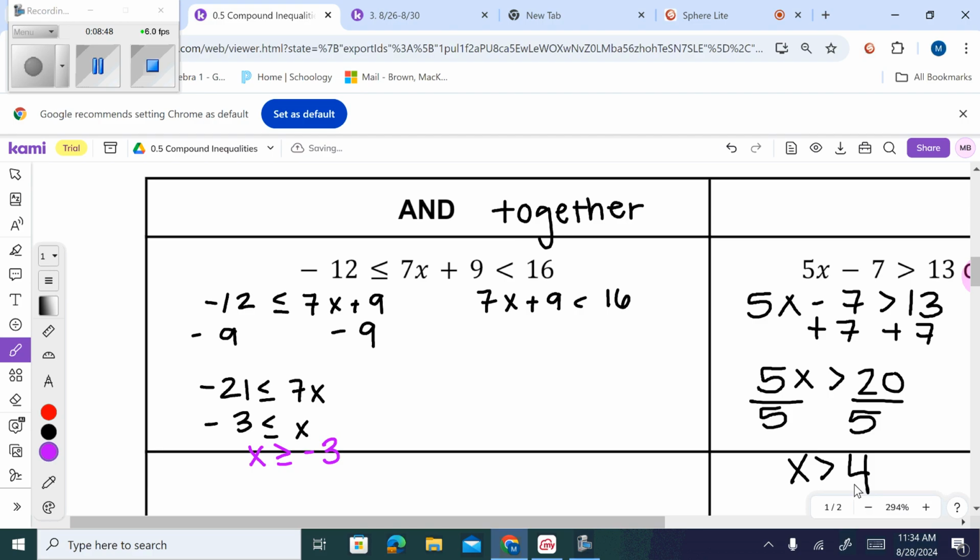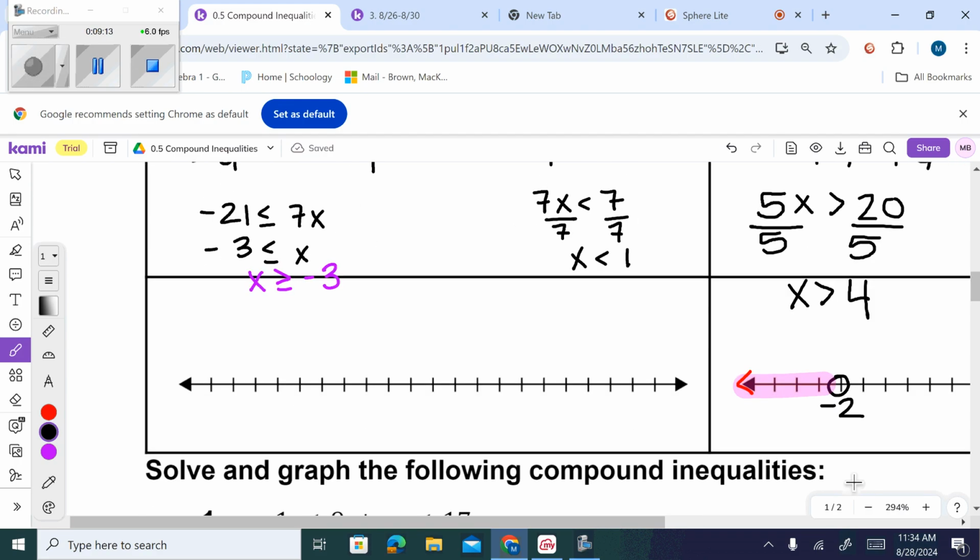Alright, for my 7x plus 9 is less than 16. Champ, what should I move first? Okay, how do you move it? Good. Going 16 minus 9. 7. Alright, how do you get that x by itself? Divide by 7. You get x is less than 1. Do I need to do any sort of flipping here? No.